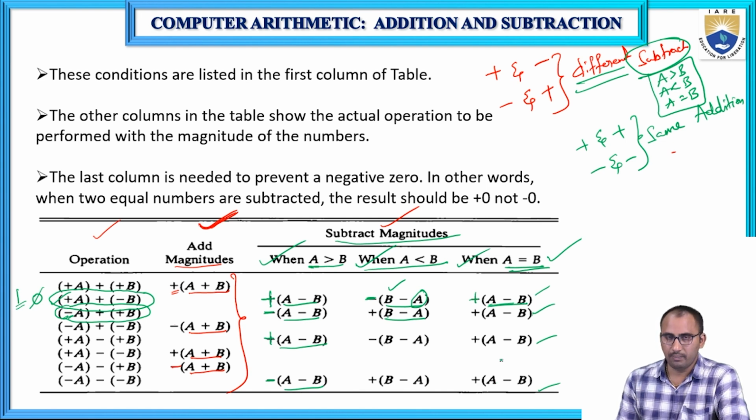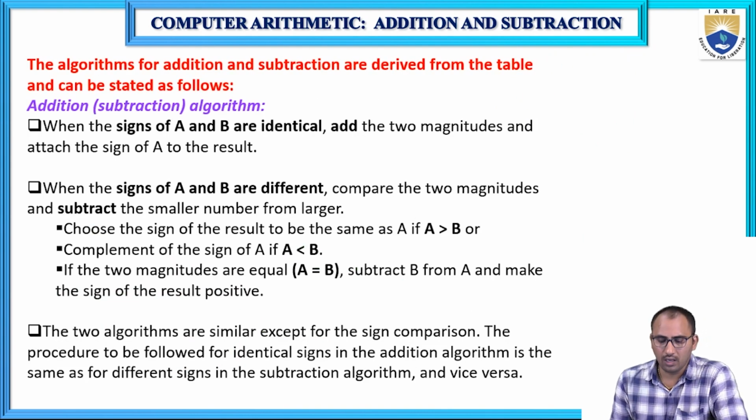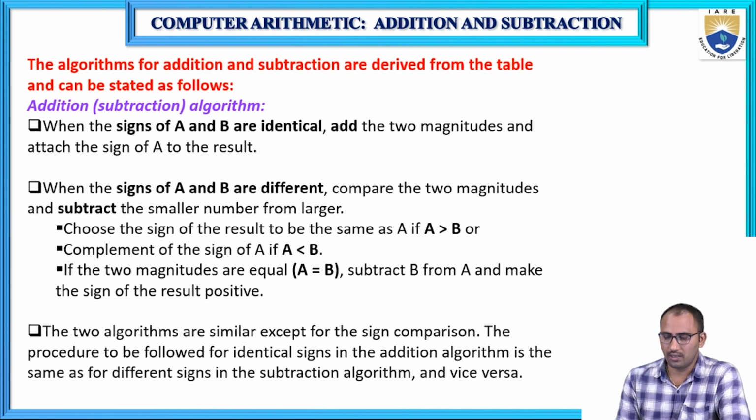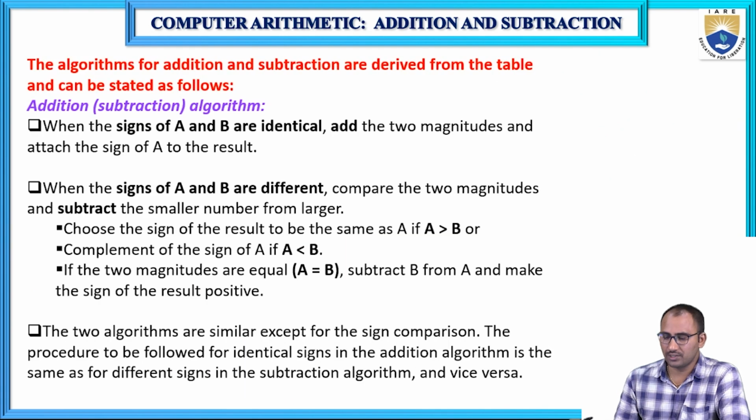Okay, so this is how addition and subtraction are performed. When the signs are the same, it performs addition, and when signs are different, it performs subtraction. Now we are moving to the algorithm for addition and subtraction, derived from the table and can be stated as follows. Based on this table, we are going to develop an algorithm in order to perform the addition and subtraction on signed numbers and two's complement numbers.